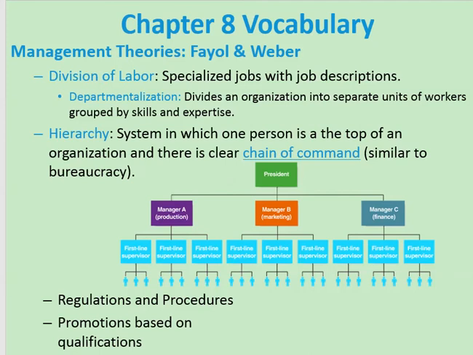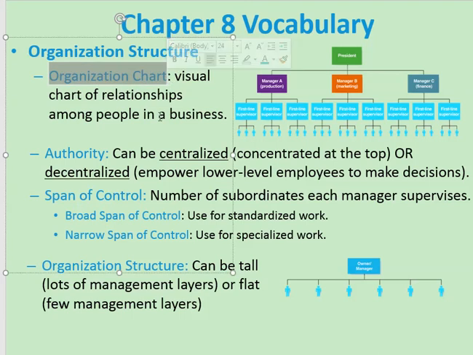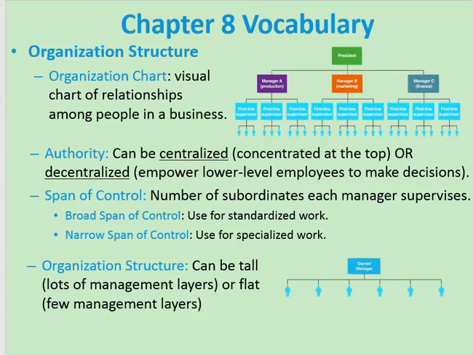Now, off of this theory, that gave way to some other things. One big thing was the organizational structure. So they said, hey, we're going to create an organization chart. Businesses should create a visual chart so that everyone can see what the relationship is among the business. So this right here to the right is what we call an organization chart. So people know where the chain of command lies.